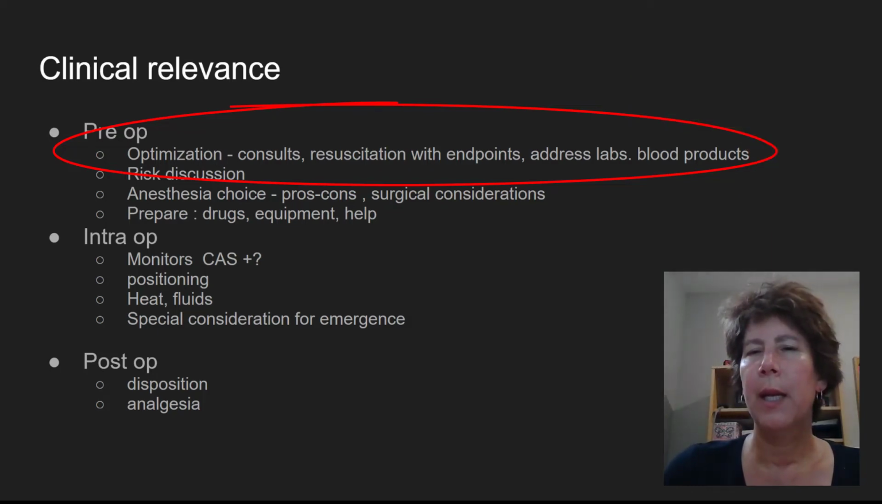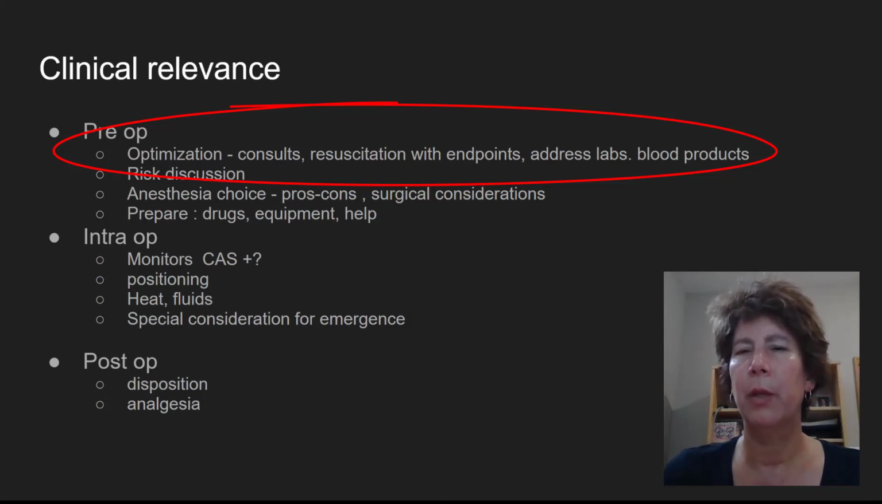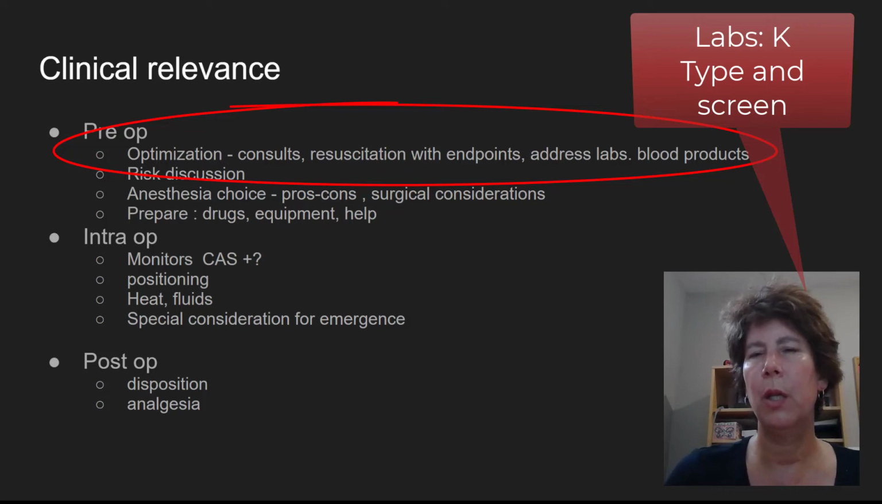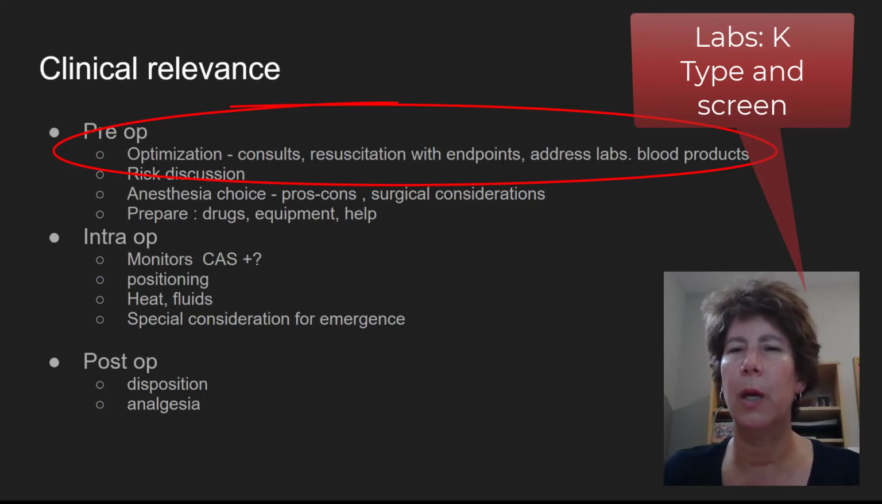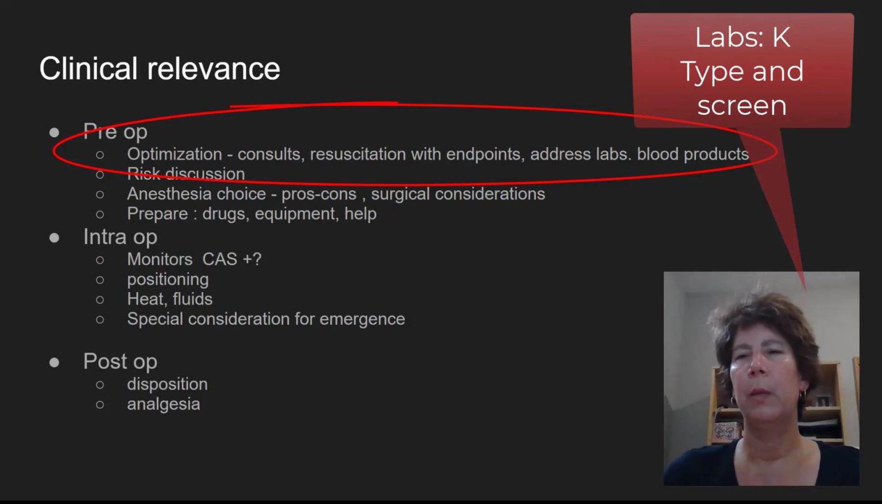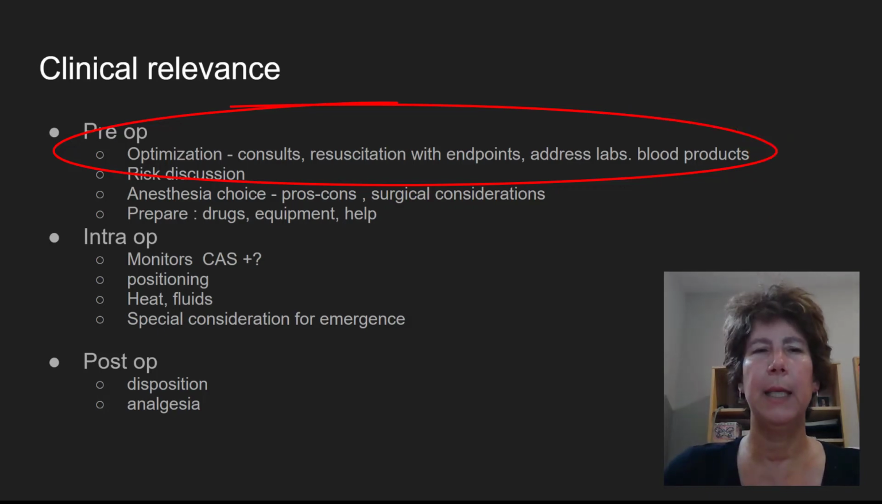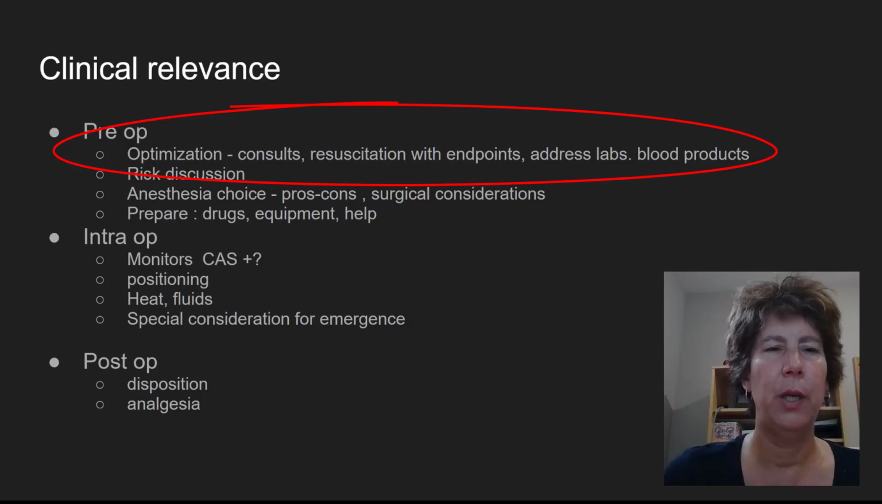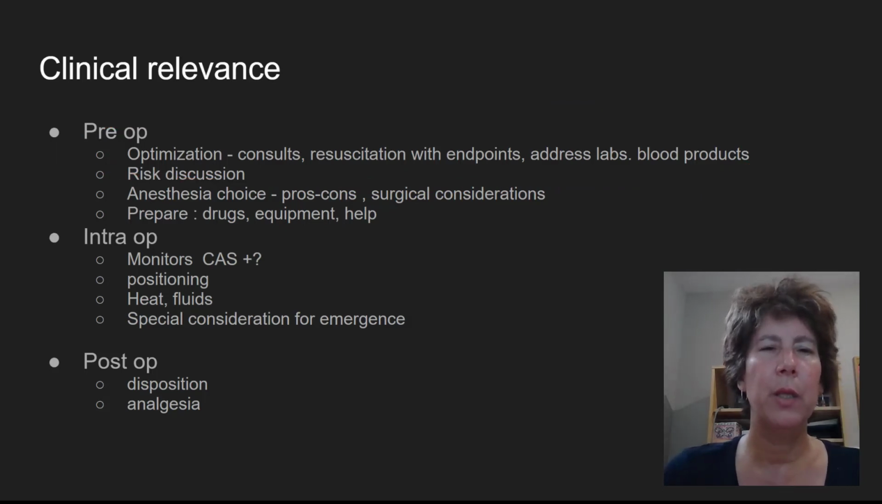You would address any labs that might be abnormal. For this patient, particularly with the renal failure, we would check the potassium and make sure that the poor cardiac function wasn't due to a high potassium. And we would have blood products available since amputations can bleed. Probably just a type and screen for this patient, not a cross match. I would do a very solid risk discussion with this patient. And then we would make our anesthesia choice.